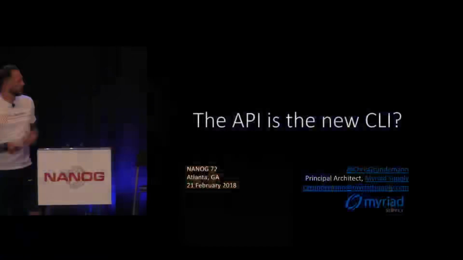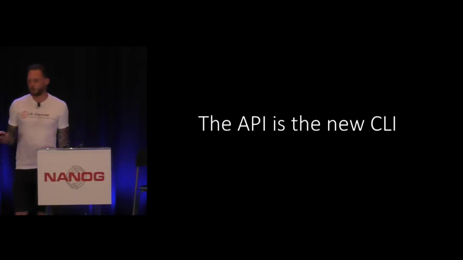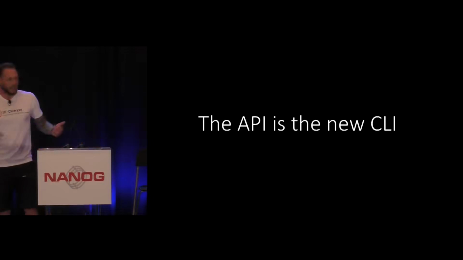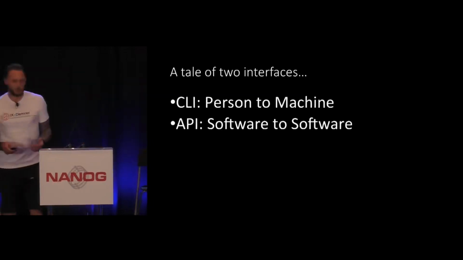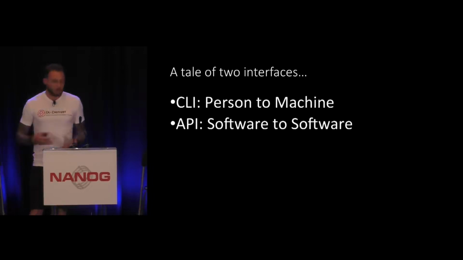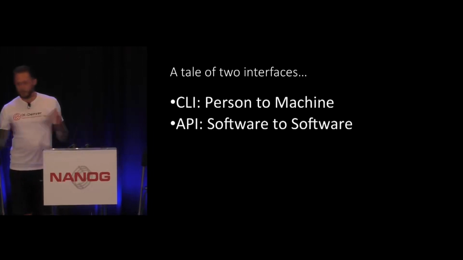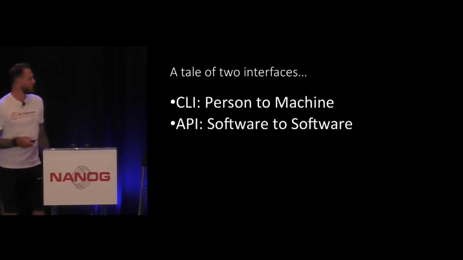This concept of the API is the new CLI. I think if you're paying attention to new trends in networking, you've probably heard some variation of this statement. And I kind of want to unpack it a little bit and look at what that means, right? So really starting simplistically, we're really talking about two different interfaces, right? The command line interface, which is set up specifically for people to interact with machines, and the application programming interface, which is set up specifically for programs to talk to programs. And I think that's important as we work through this.